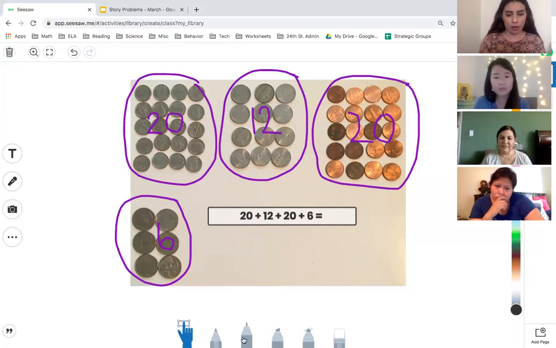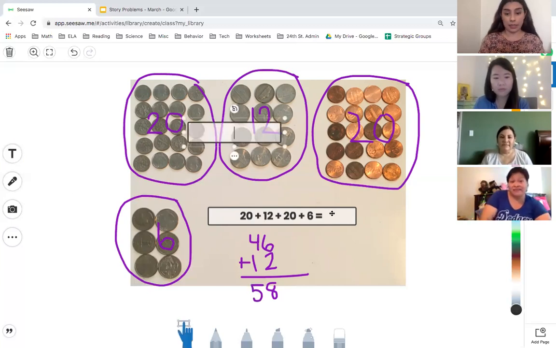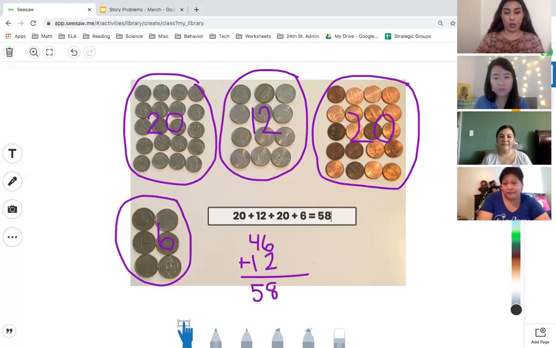Actually, I'm gonna make an algorithm because that will show my thinking very well. So 46 plus 12 equals, so 6 and 2 make 8. There's no regrouping there. And then 4 and 1 make 5. So I have a total of 58 coins. So then in my text box here, I can write, I have 58 coins.